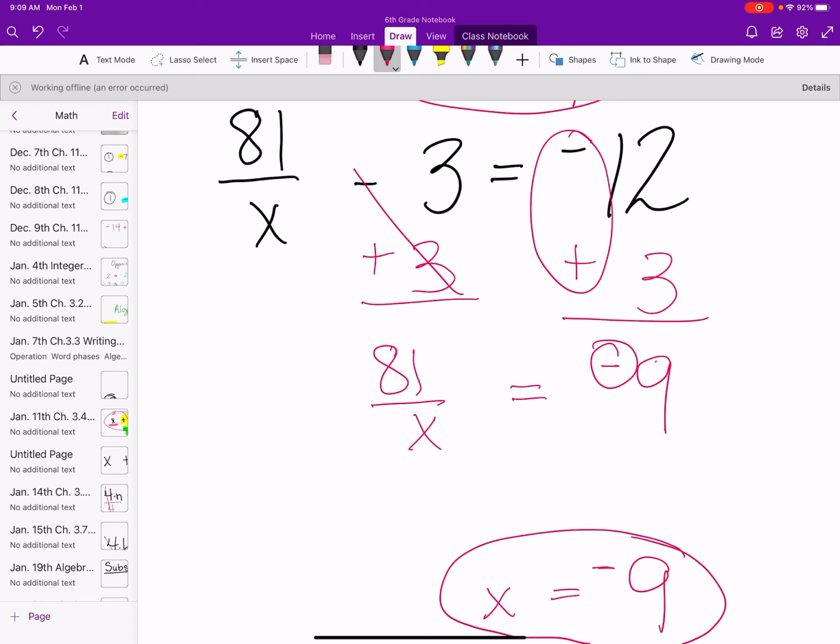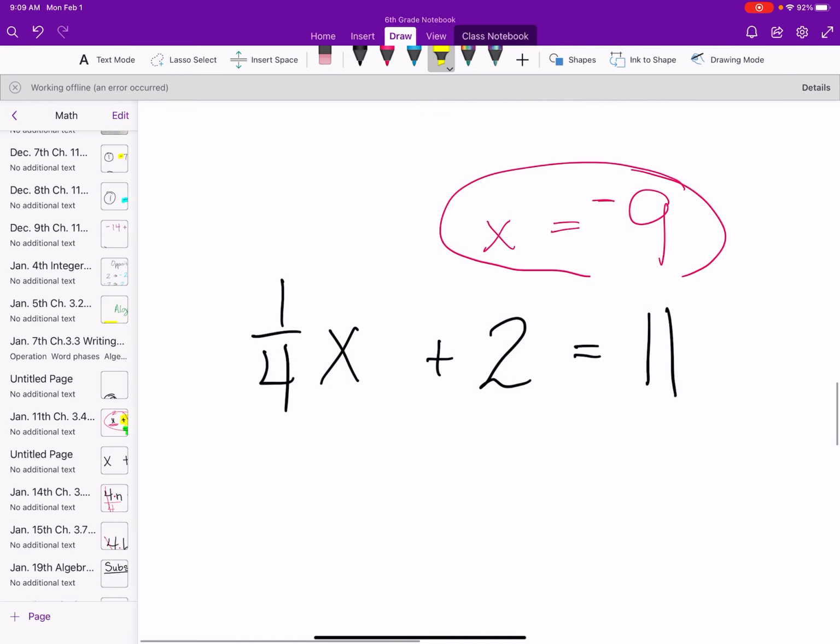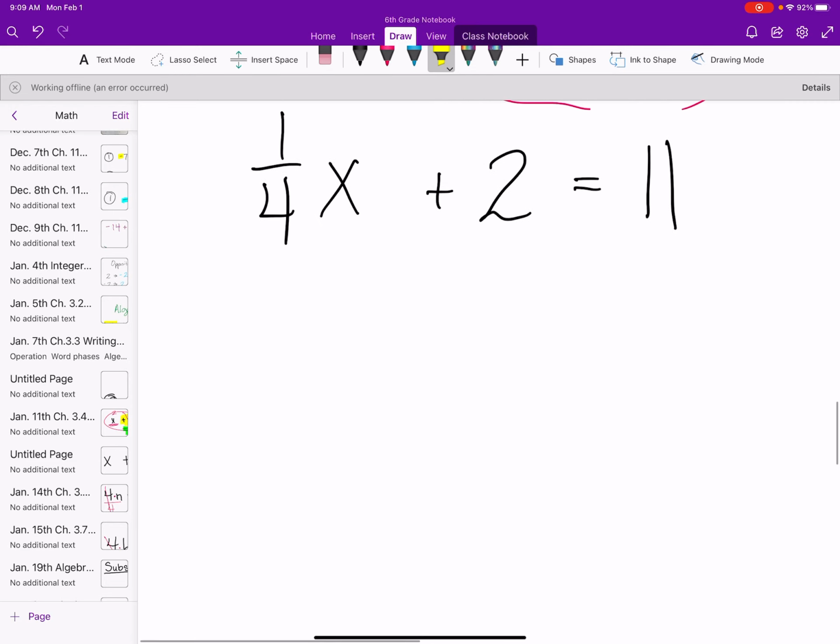You could have also said negative 9 times what gets me 81. That's another way to think about it. Okay, here's where we're throwing in fractions today. So we have 1/4 x plus 2 equals 11. First off, we have to do our addition and subtraction. Opposite of plus 2 is minus 2.